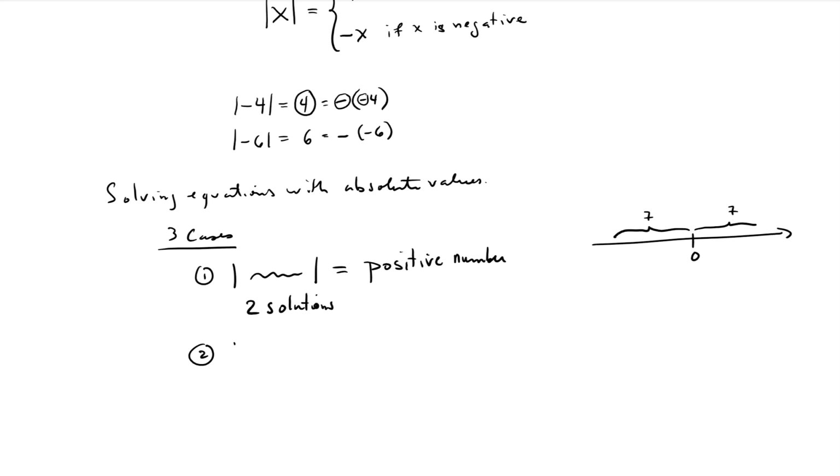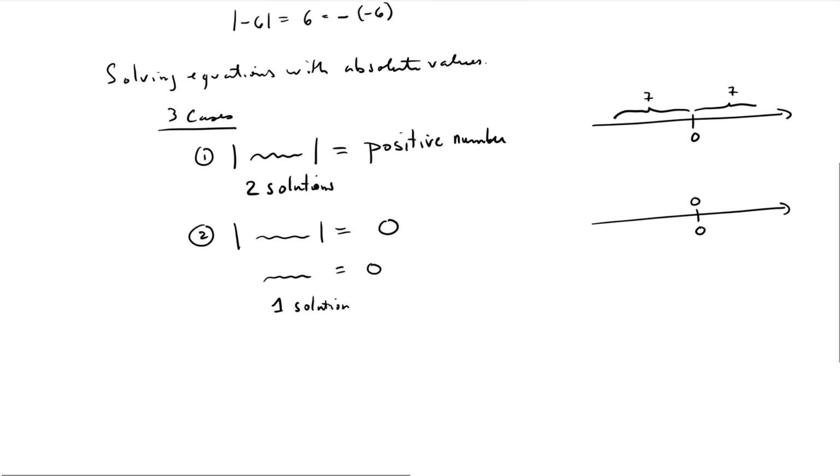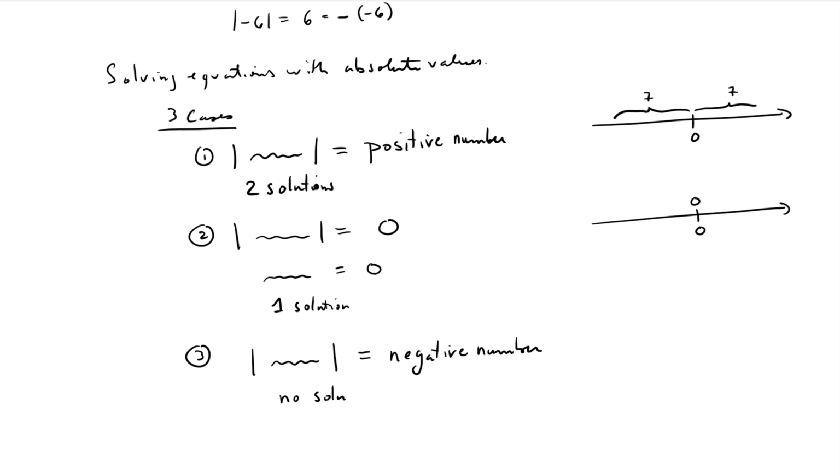Case number 2, the absolute value of something is 0. So what number is at a distance of 0 to 0? Well, it's 0 itself. So that would mean that the number I have here, or the expression, whatever, is equal to 0. I would have 1 solution. In case number 3, the absolute value of my expression is a negative number. Now what number would be at a negative distance to 0? That's impossible, right? You can't have a negative distance. So there is no solution in that situation.